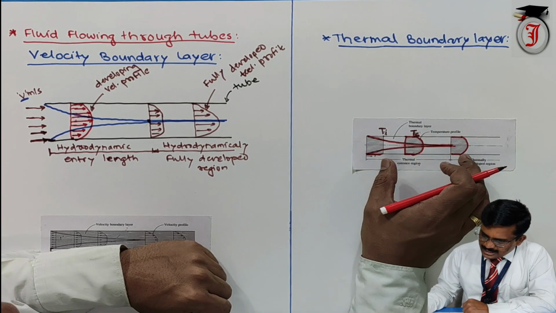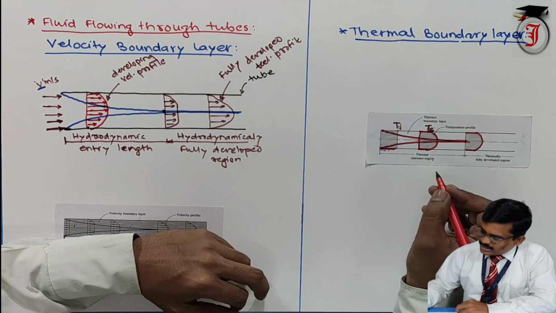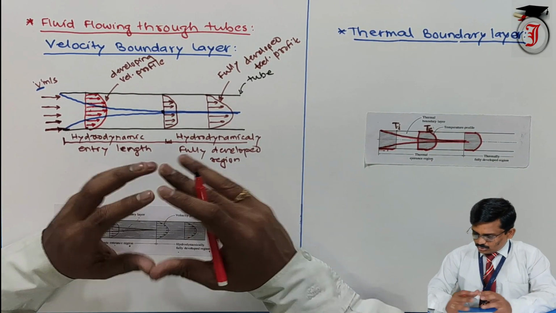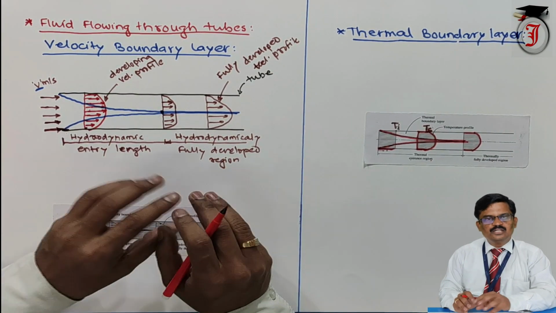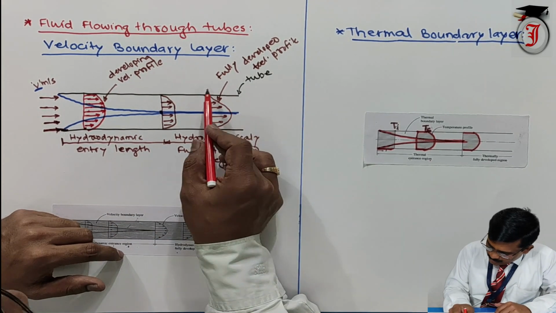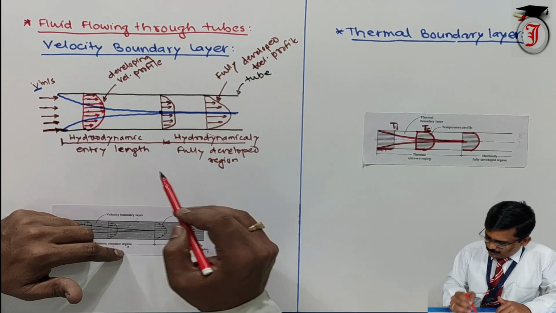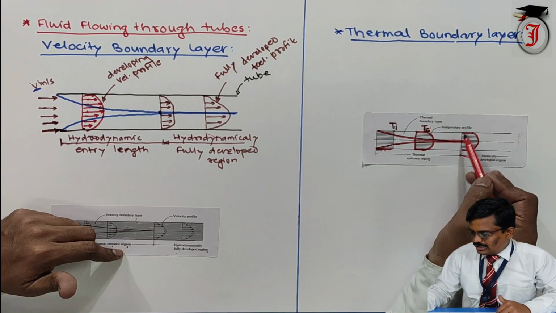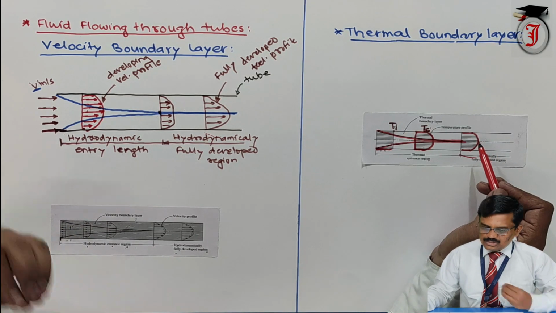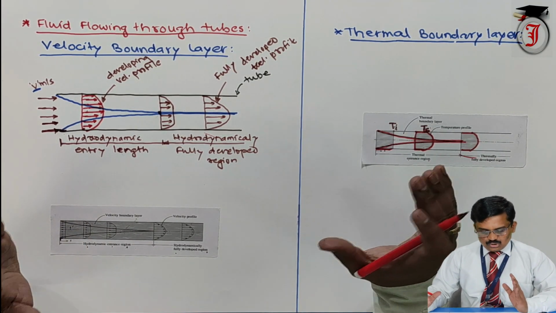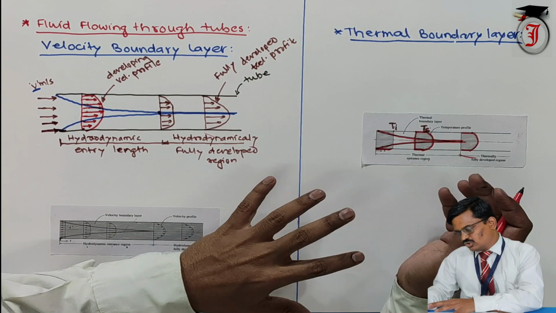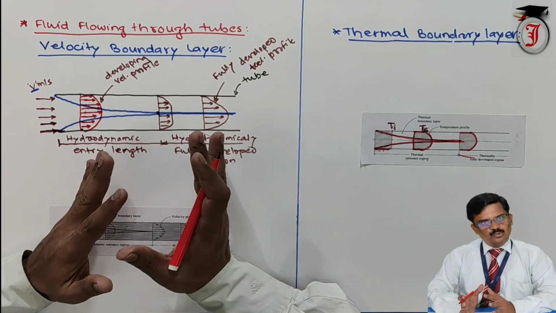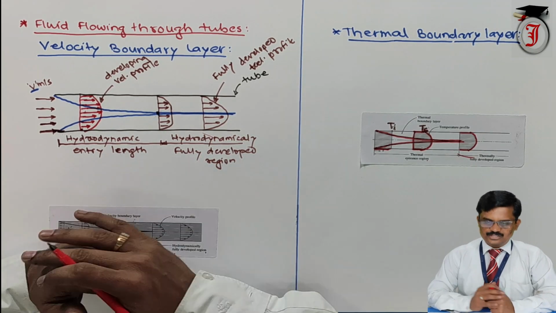Okay, the region in which the flow is both hydrodynamically and thermally fully developed is called fully developed flow. So this happens simultaneously. We can say the region where both the velocity profile and the temperature profile are fully developed, where there is no change in velocity as well as no change in temperature, we call a fully developed flow or fully developed region.